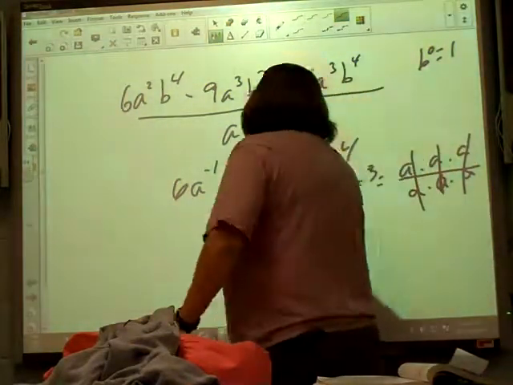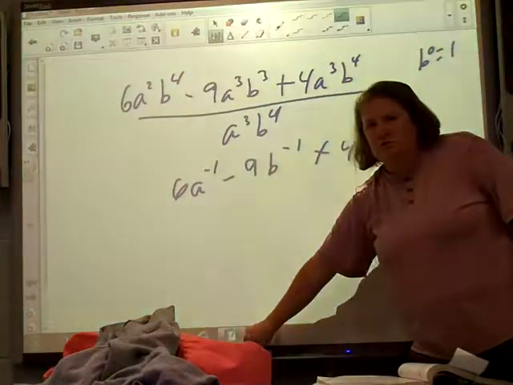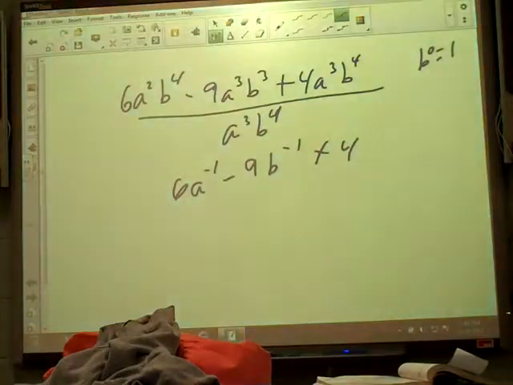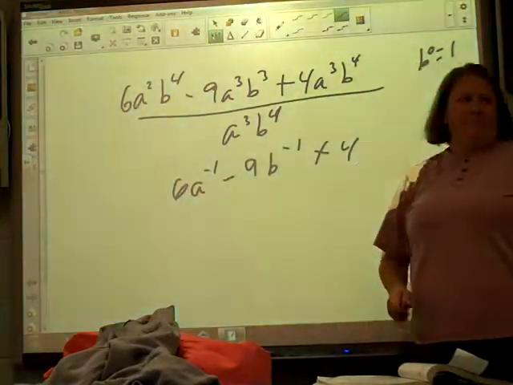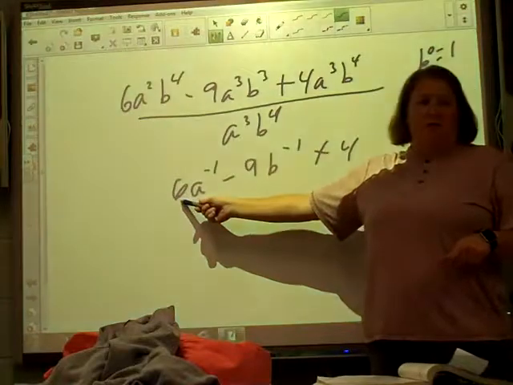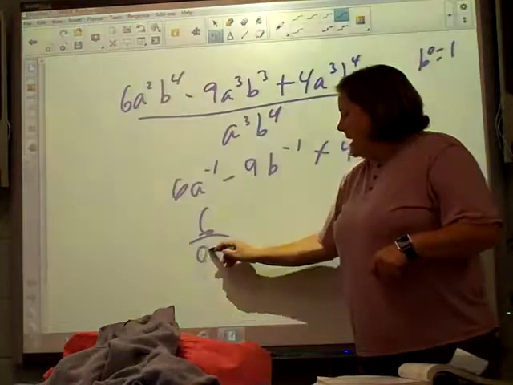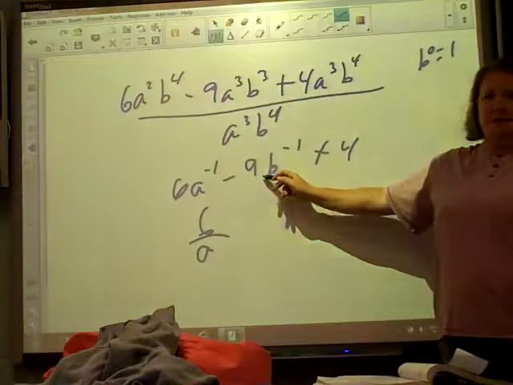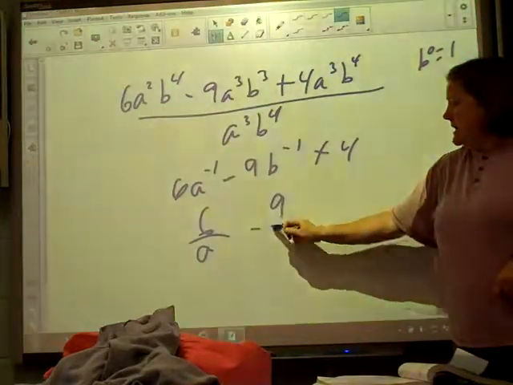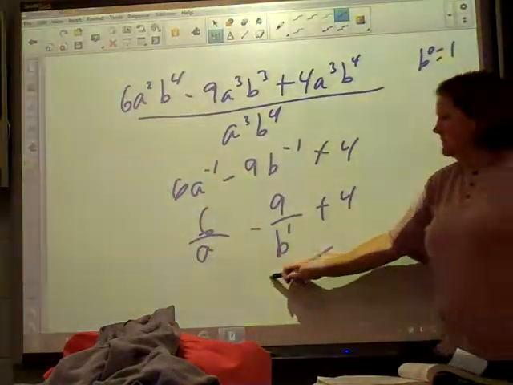Alright, now we got negative powers that we got to deal with. What was the rule when we had negative powers? Very good. You put it on the bottom and make it positive. Does this negative 1 go to the 6 and the a, or just the a? Good. So the 6 is going to stay on top, and then we'll just put the a to the 1st on bottom. So 6 over a to the 1st. Same thing here. The negative 1 is only on the b. It's not on the 9. So minus 9 over b to the 1st plus 4.